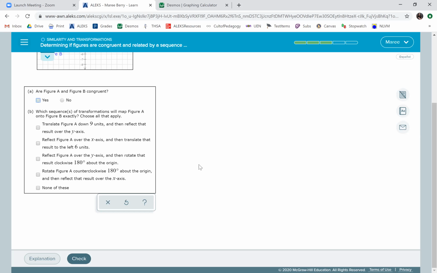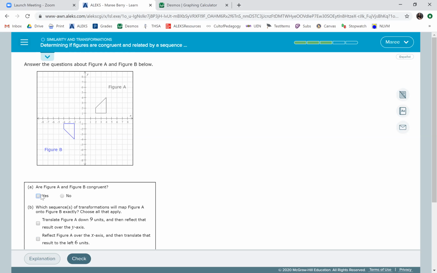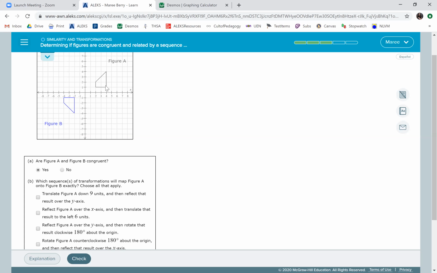Okay, so are these congruent? Yes, they are. Here we go. Okay, so if we take figure A and we bring it down 9 units, so it's at 1, and if we go down 9, it's going to be at -8. And then reflect over the y-axis. You should have a point right here, which we don't, so it's not that first one.